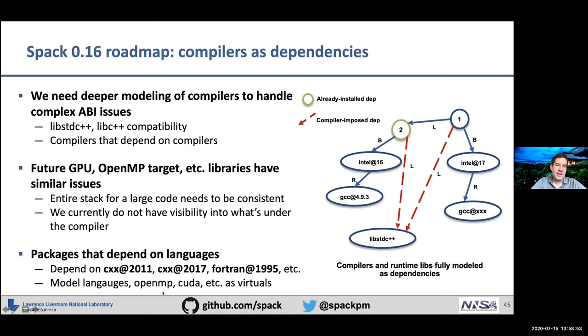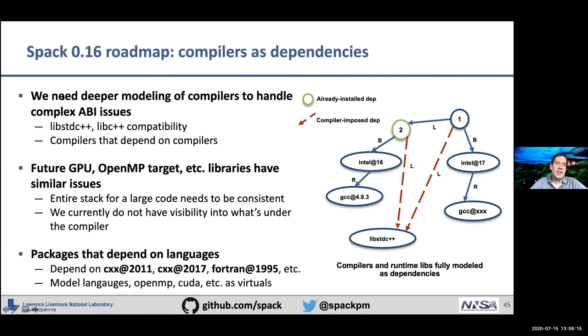And so once we do this, essentially the compilers will be virtual dependency providers. And the package specification in terms of what language level is needed will be much simpler. You can say, I depend on C++, I depend on Fortran, and we will resolve that with a correct compiler, or we'll check that the compiler that you picked supports what the package wants. So hopefully this will make things a lot better.